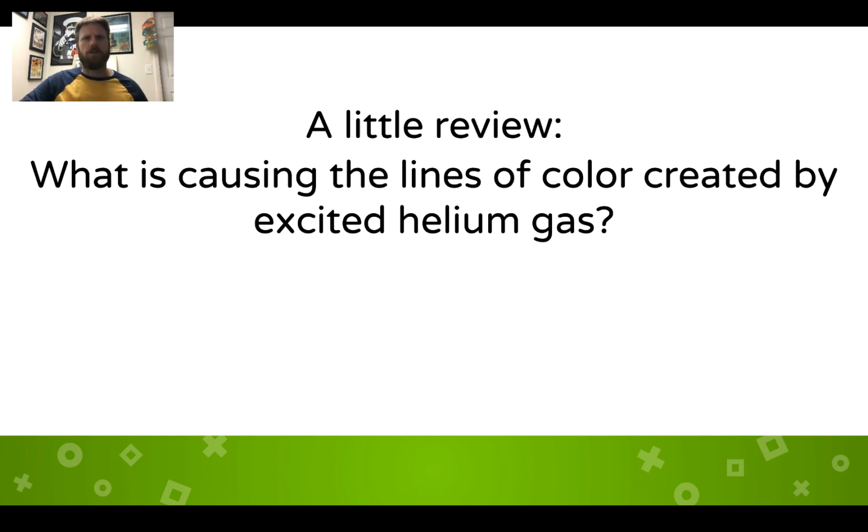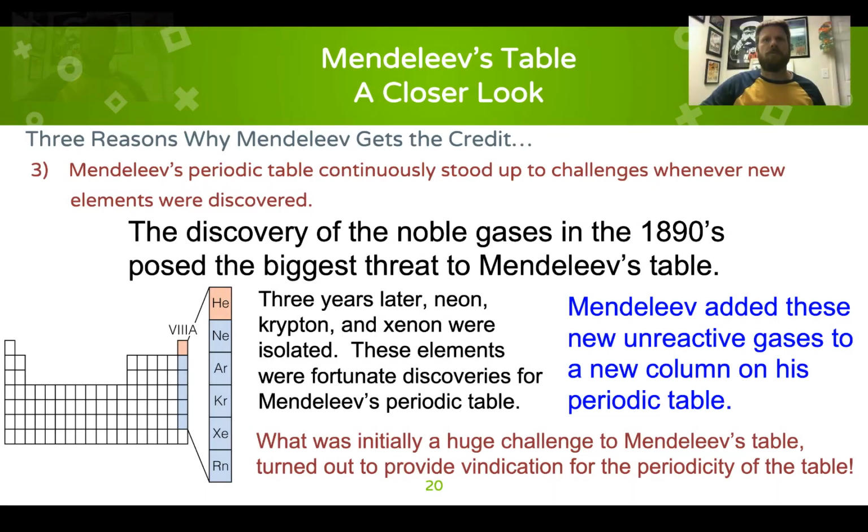When electrons move from a higher energy state to a ground state, they release energy in the form of light. You remember that, right? Luckily for Mendeleev, his table would not only withstand this test, but be completely vindicated by the discovery of these elements. Over the next few years, 3 more inert, which means unreactive, gases would be discovered. Mendeleev was simply able to add a new group of elements to his periodic table.